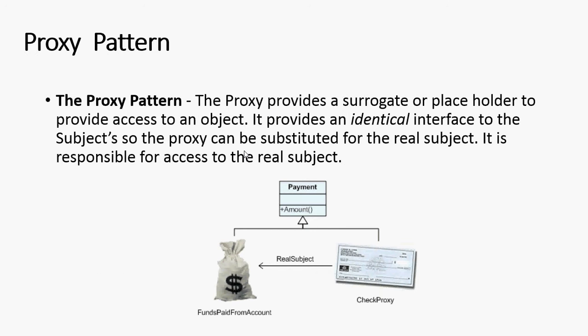Well, let's look at the proxy pattern. A proxy pattern is a surrogate or placeholder to provide access to an object. For example, a check is like the proxy for the real money in your bank account. The check provides an identical interface to the real money, and the check can be substituted for the real money in a transaction or payment. So the check is also responsible for access to the real money, because you need to bring your check to the ATM to get the money in your bank account.